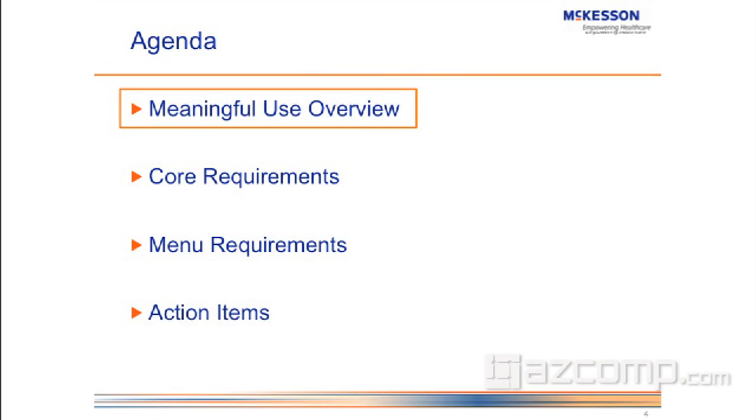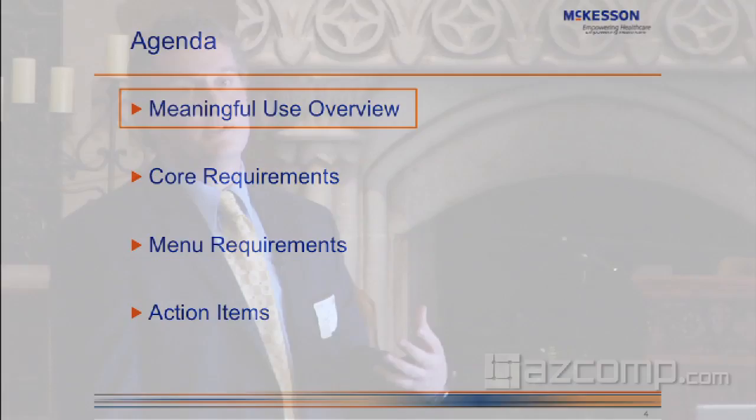So this is kind of how the agenda is going to work today. We're going to have a really quick overview. This is really just showing the highlights of Tammy's presentation. The next thing we're going to go through is the core objectives. So these are all 15 of the things that you have to have in the system. Then we'll be talking about the menu requirements. So that's the 5 out of the 10 that you have to pick.